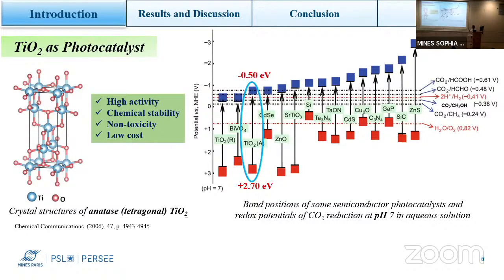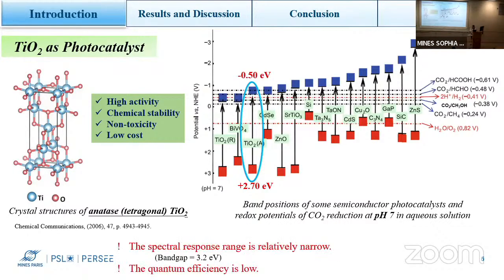Its valence band and conduction band are not a perfect match, and the gap is too large. That way, anatase TiO2 only responds to UV light, and there is no absorption of visible light. So modification is necessary.